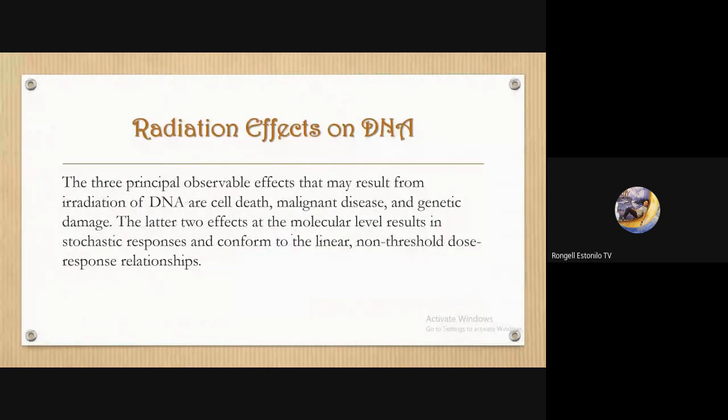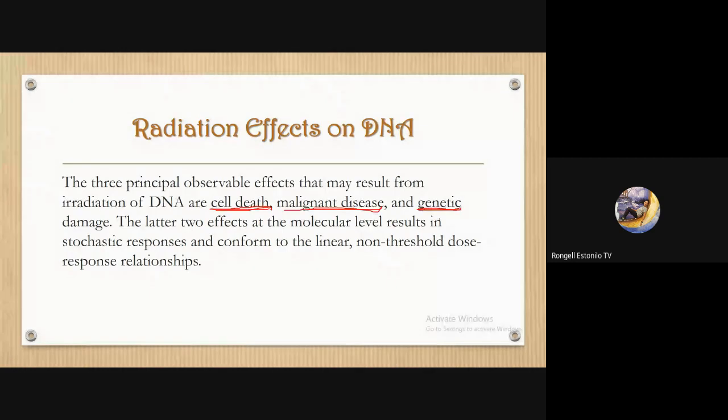So the three principal observable effects that may result from irradiation of DNA are, first, cell death. Halimbawa, pag namatay, di na ma-reverse. Diba? Because of this wrong genetic code, pwede mamatay ang cell. Pwede mag-cause ng cancer. No? And pwede genetic damage.